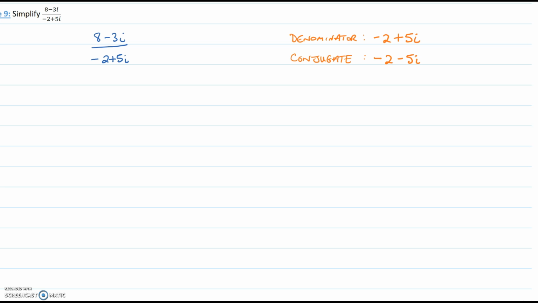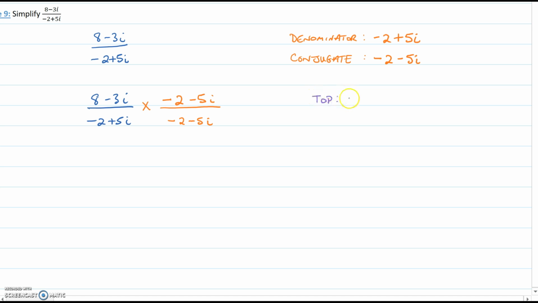So we now go back to our problem: 8 minus 3i over minus 2 plus 5i. And we're going to multiply this by the complex conjugate of the bottom. So minus 2 minus 5i over minus 2 minus 5i. Okay, so let's work out the top and the bottom separately, and we can move over to the side a little bit to work these out.